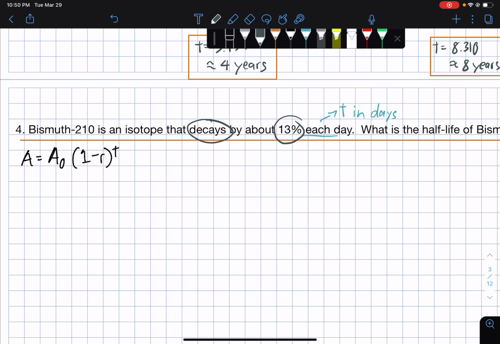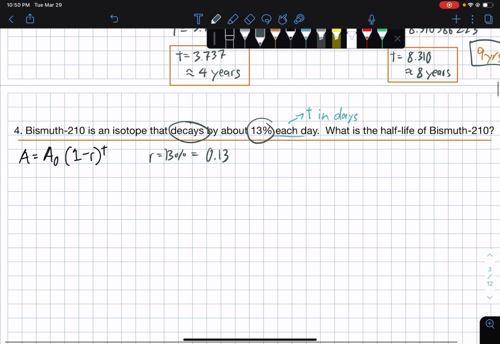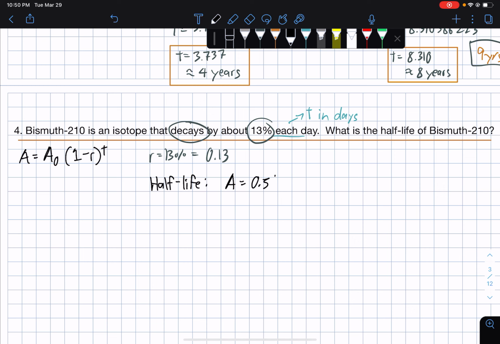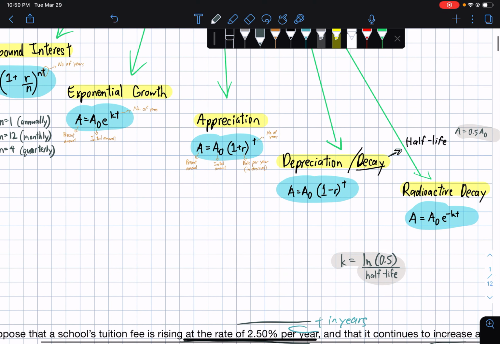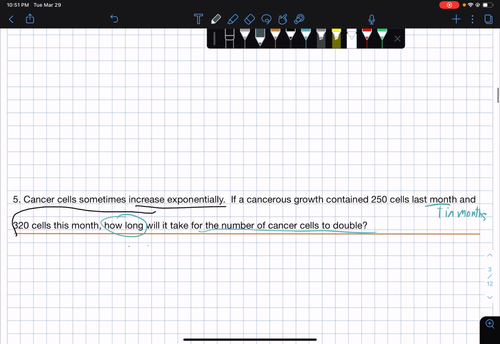We are given the rate value, which is 13%, or in other words, 0.13. We're not given values of A and AO. Therefore, we can make use of the formula of something that's related to half-life. A is equal to 0.5 AO. It's over here. So yeah, let's go back.